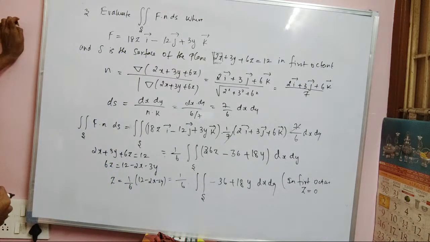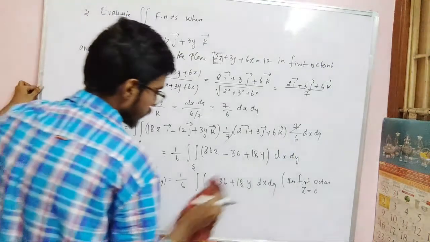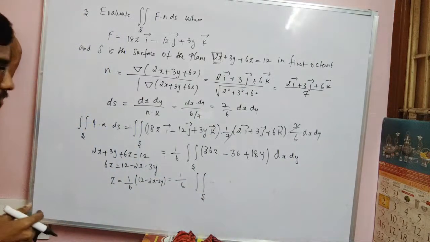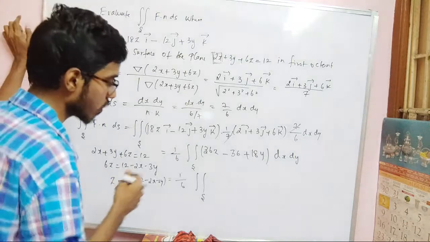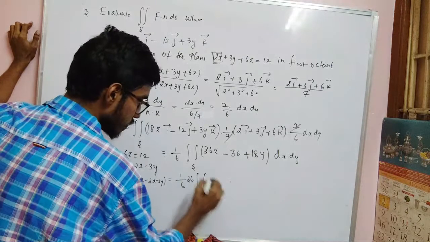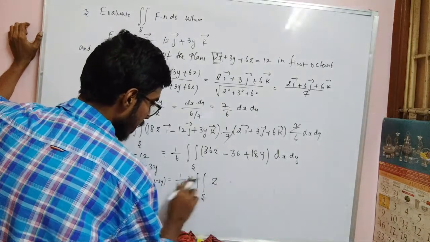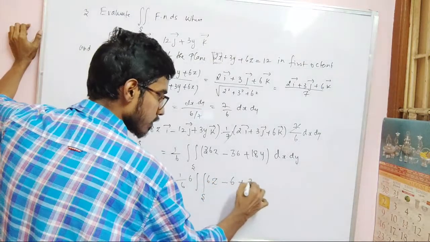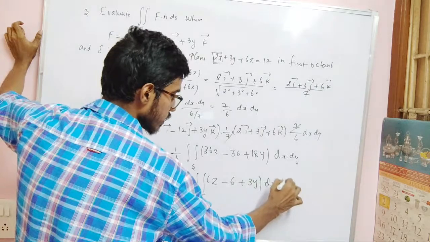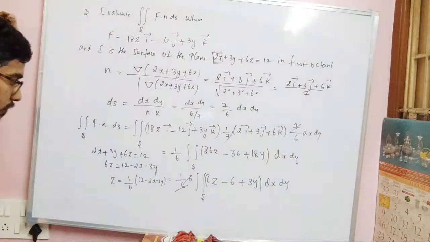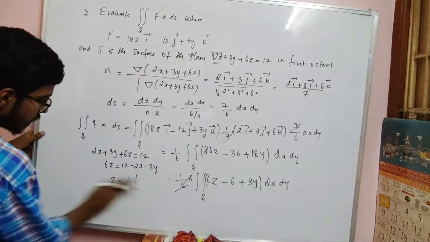Okay, before that, I am not sure that in the first octant z is equal to 0. So just try with z is equal to 0 and verify that. Before that I can take 36 outside. If I take 36 outside, I can take a 6 outside, so we will have 6z minus 6 plus 3y. I am not sure that in the first octant z is equal to 0, so I am just keeping z as it is. So this z will get cancelled. Now we will transform z in terms of x and y, right.